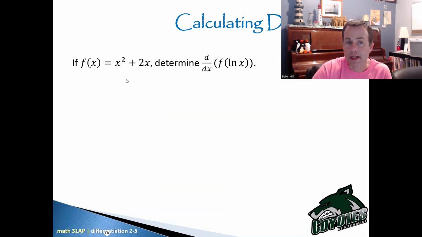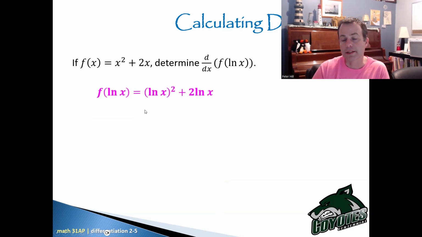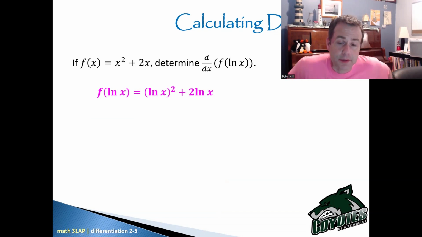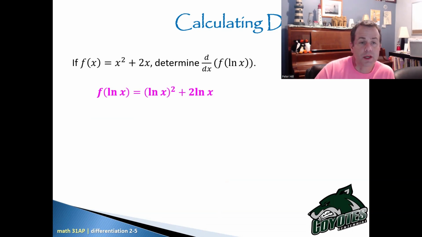All right, if f of x equals x squared plus 2x, determine the derivative of f of ln x. So we're going to plug in ln x for my x value. Remember, ln x is also called the natural log of x. You'll hear all of those discussed. So I'm looking at f of ln x equals (ln x) squared plus 2 ln x. Now, I'm going to take the derivative of this.